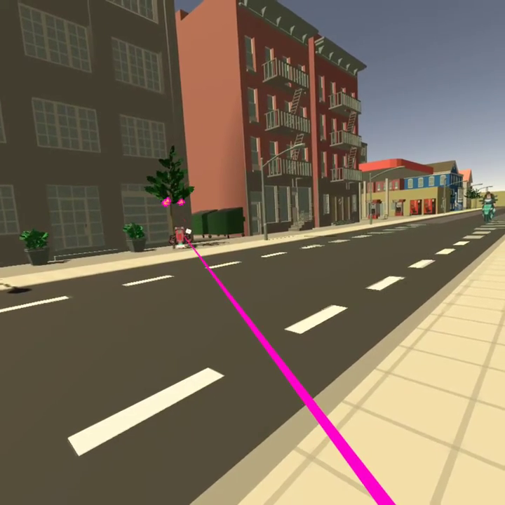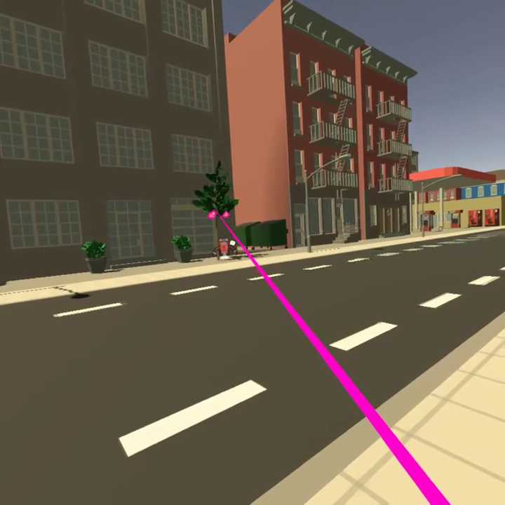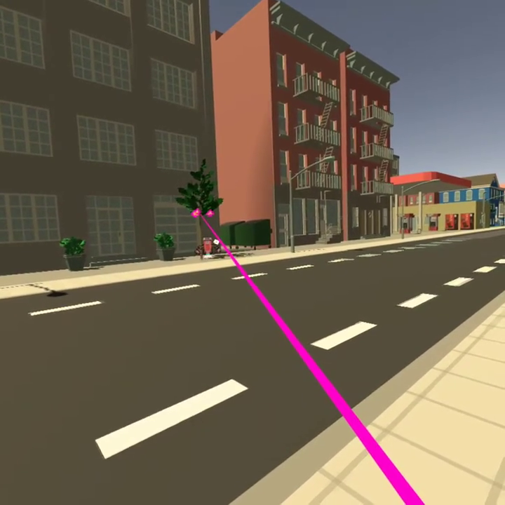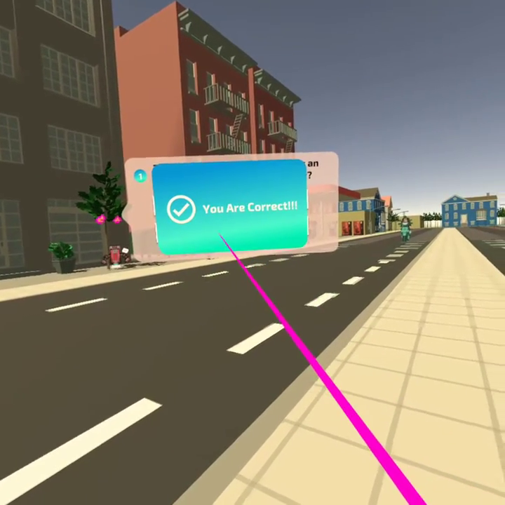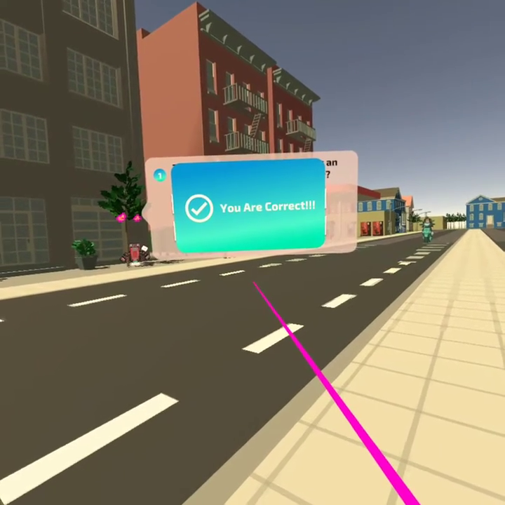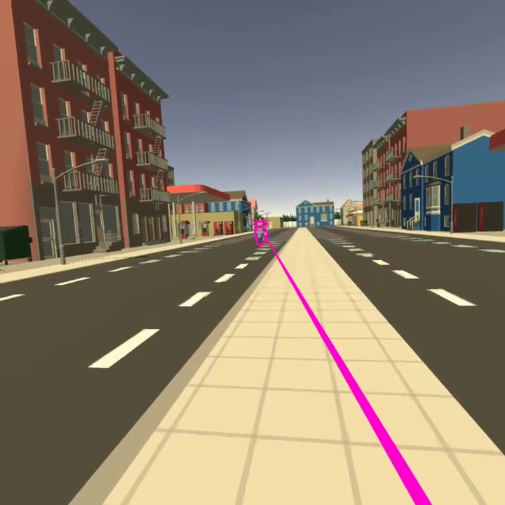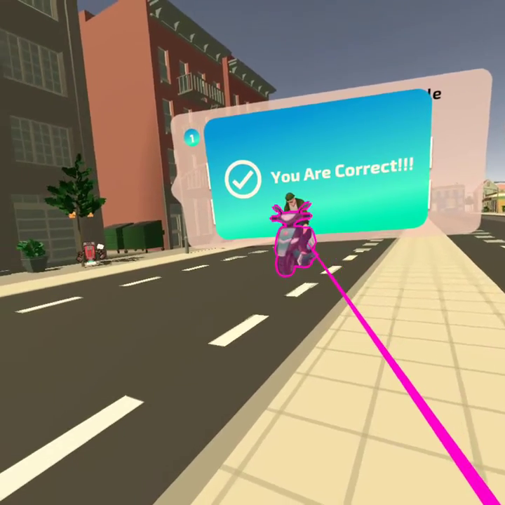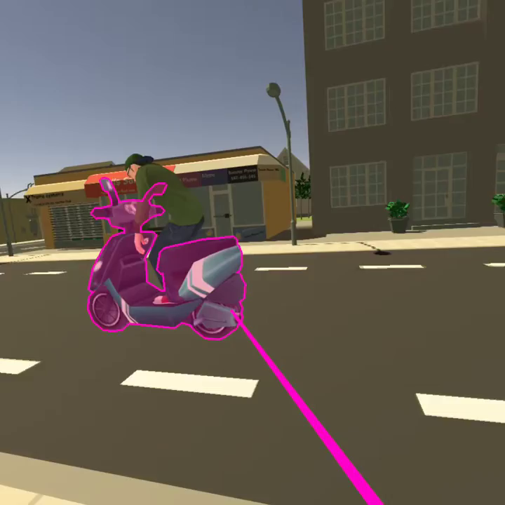Look at the fruits hanging on this tree. What form of energy do the fruits have? Is it potential energy or kinetic energy? Click on the correct option. Correct answer. The hanging fruits are at rest and therefore have potential energy. This Okada moving along the road is an example of what form of energy? That was correct. The Okada is moving and is therefore an example of kinetic energy.